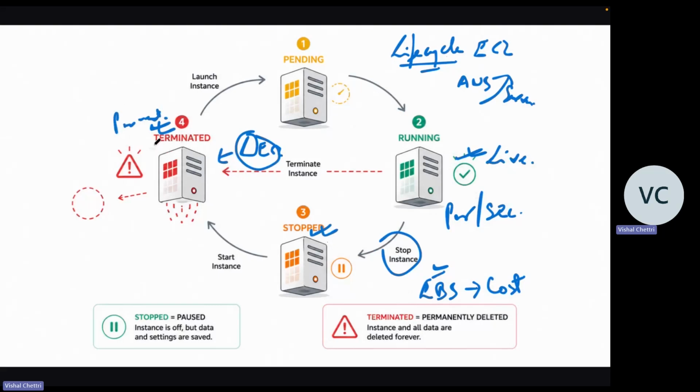Critical rule: stopping saves compute costs, terminating destroys each and everything. Don't confuse the two. Stopping saves the compute cost, terminating destroys everything. Many beginners I've seen have accidentally terminated the entire production server, and everything is gone after that. So this is the entire flow, from pending to running, running to stopped, stopped to permanent deletion, or again you want to launch an EC2 instance. This is the simple life cycle of EC2.